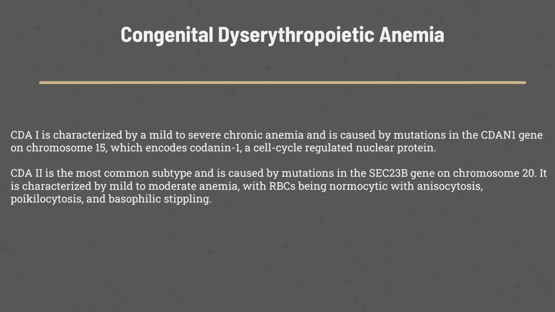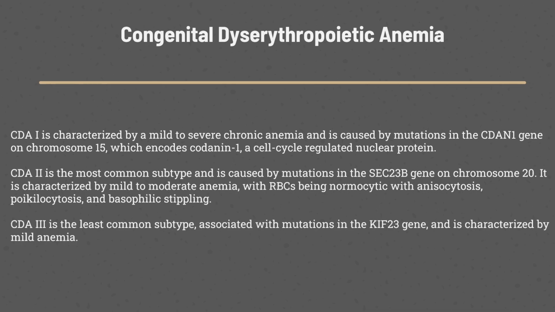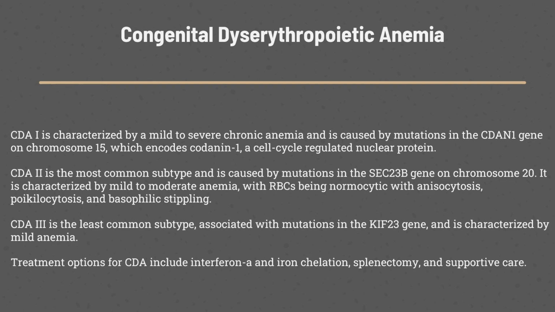CDA2 is the most common subtype and is caused by mutations in the SEC23B gene on chromosome 20. It is characterized by mild to moderate anemia, with RBCs being normocytic with anisocytosis, poikilocytosis, and basophilic stippling. CDA3 is the least common subtype, associated with mutations in the KIF23 gene, and is characterized by mild anemia. Treatment options for CDA include interferon A and iron chelation, splenectomy, and supportive care.